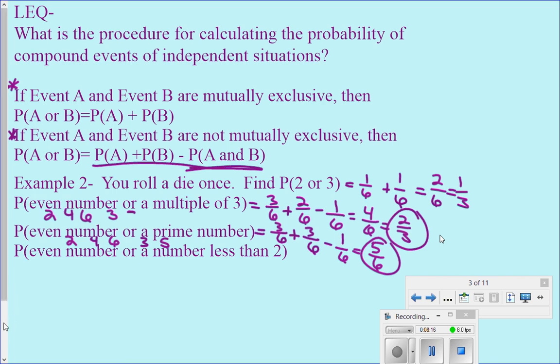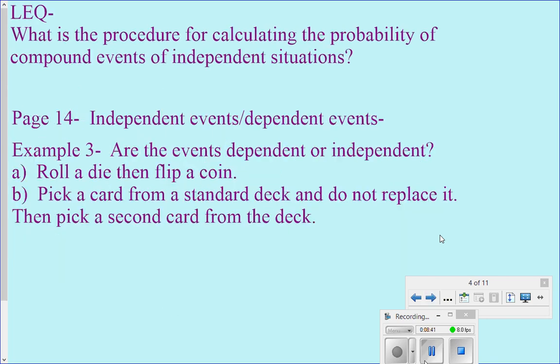Last, even number or number less than 2. We said in the previous problem that even number and number less than 2 are mutually exclusive events. So I just find the probability of each and add. So even number, that's 3/6. Number less than 2, that's 1/6, because there's only one number, 1. And when I add those, I'm getting 4/6, which simplifies to 2/3. Okay, so that takes care of mutually exclusive and not.